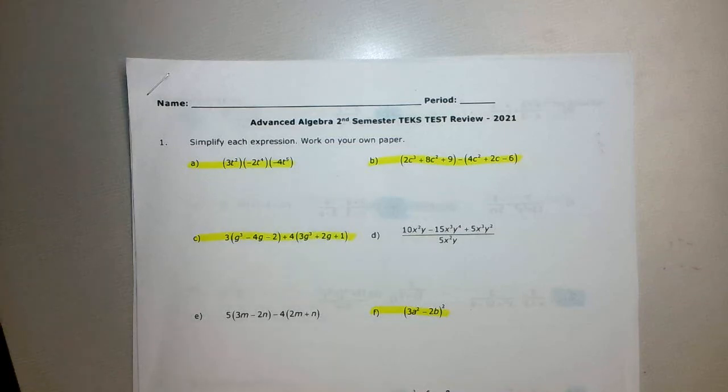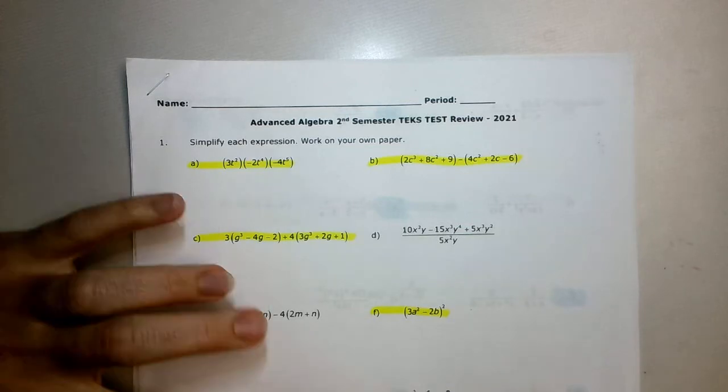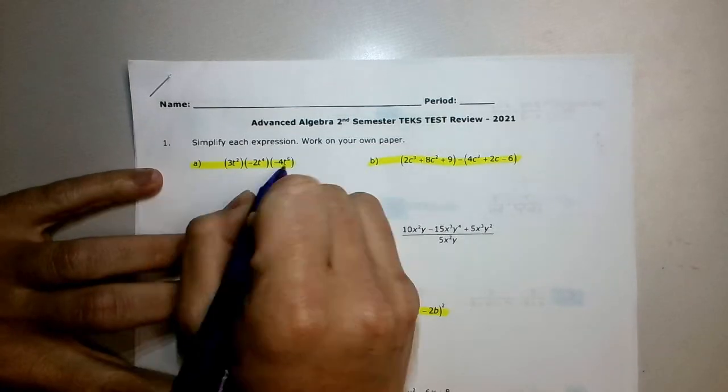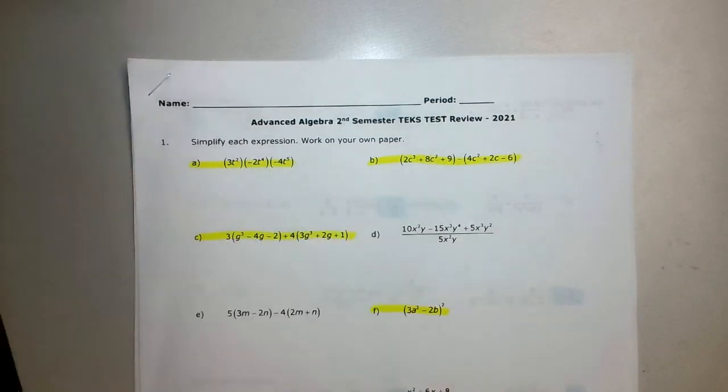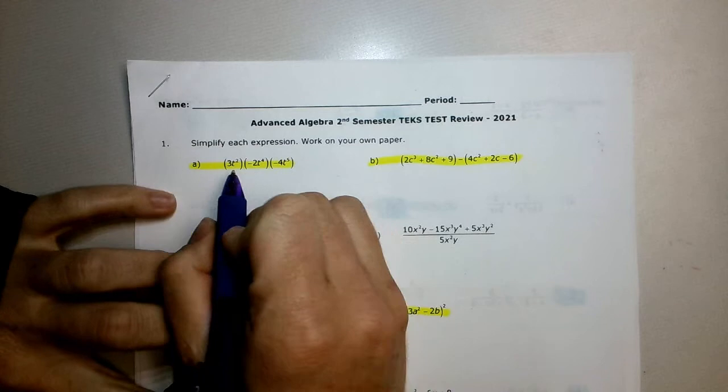Okay, so this is your semester 2 TEKS test review 2021. Simplify each expression, and work on your own paper. On this one, we're just multiplying. There's no plus or minus, so I don't have to worry about distributing or anything. So I'm just going to multiply what is alike.